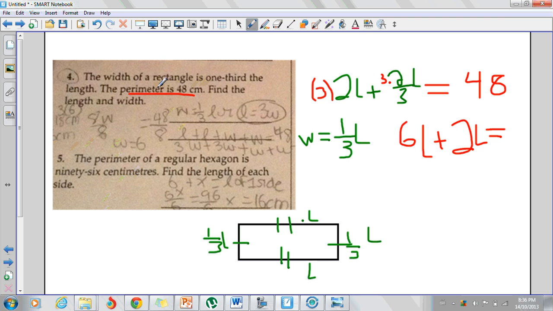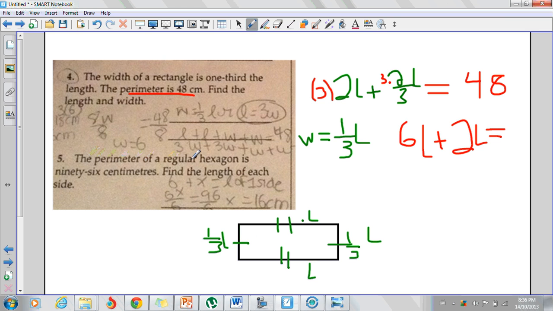So whenever you've got any kind of a formula, any kind of a shape, just remember what is the relationship between the sides. So in this one, the side was going to be 1/3 of it, and you knew you had 2 of them because it's a rectangle.